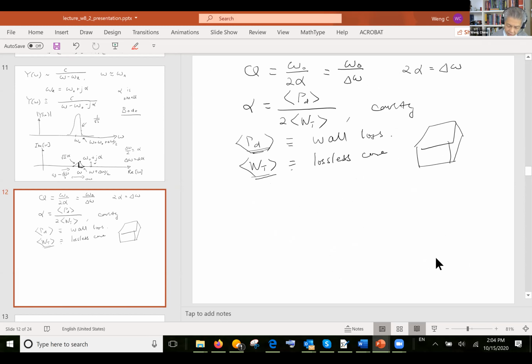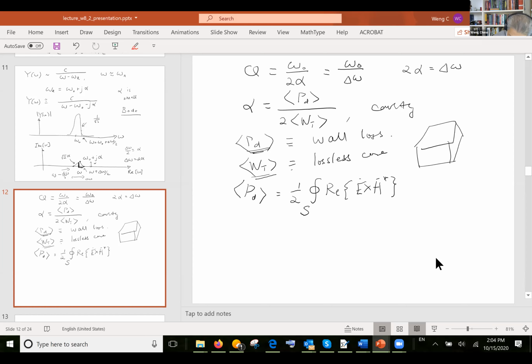The only thing that we have not learned how to find is the wall loss. How do we find the wall loss? I'm going to discuss that next. We're going to use Poynting's theorem to find the wall loss. We're going to find the wall loss by invoking Poynting's theorem. We integrate over the surface of the cavity and then take the real part of the Poynting vector.